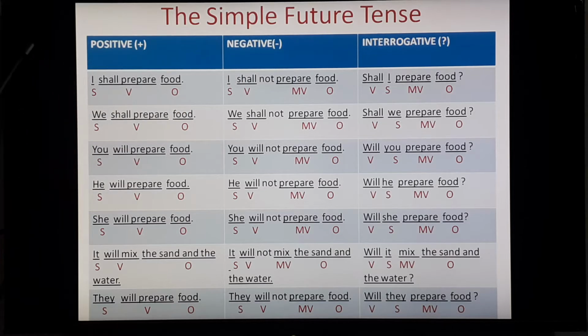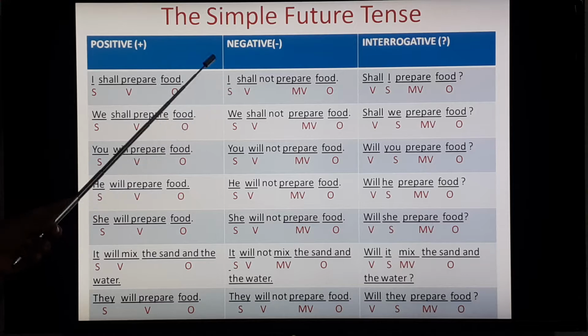Here you have to use first person singular. Positive sentence: I shall prepare food. So with I you can use shall or will also. If you are sure that the thing is going to happen in future for sure, then you have to use will with I and we. So both are applicable. I shall prepare food. I subject, shall prepare verb, food object.